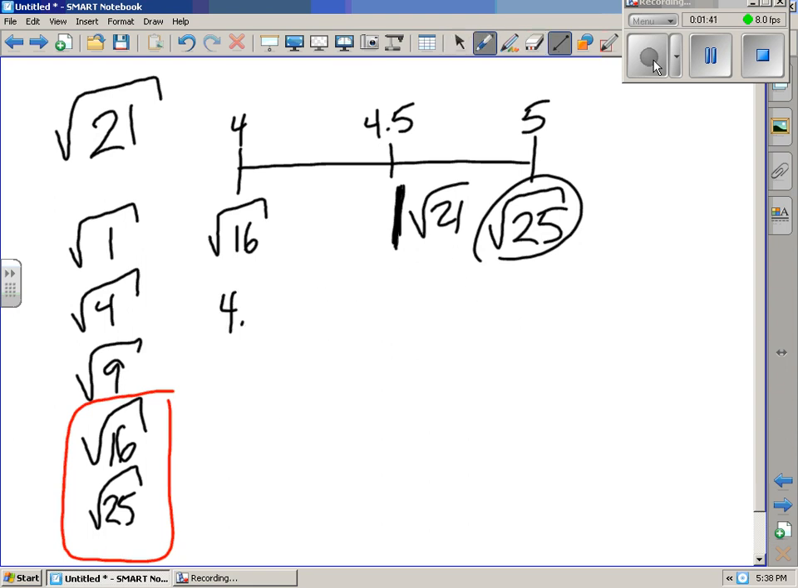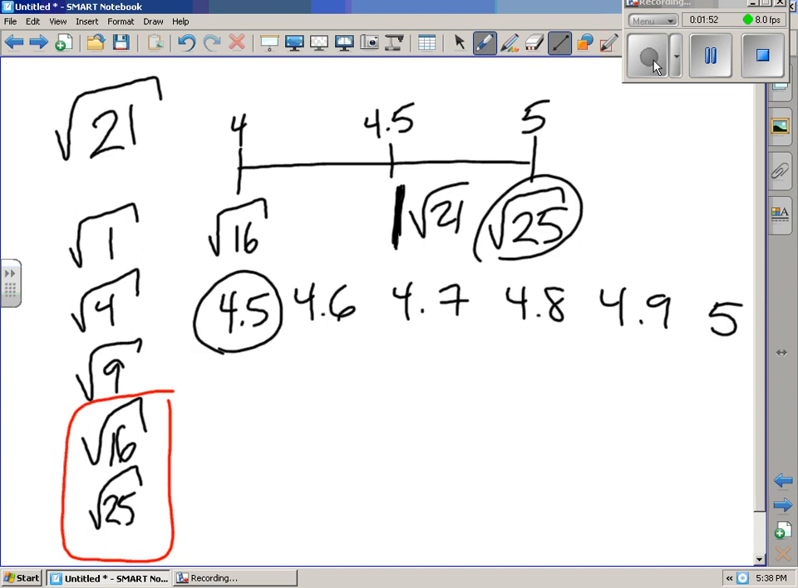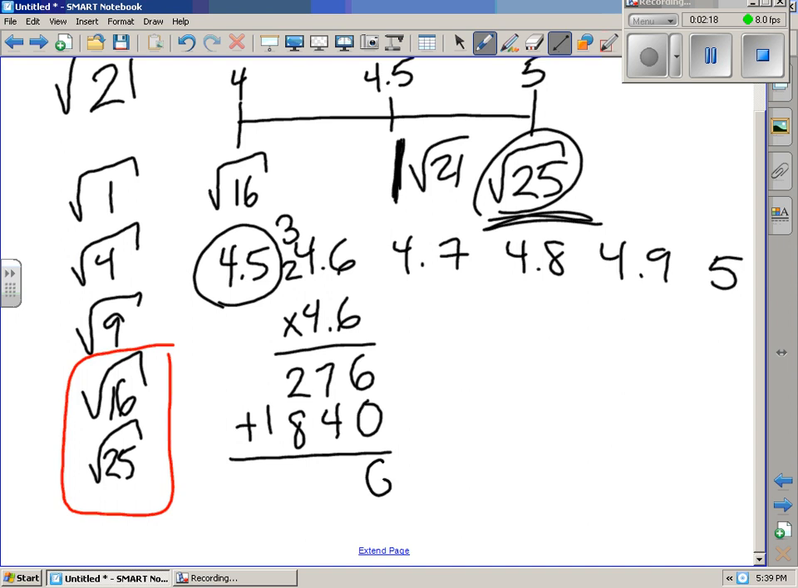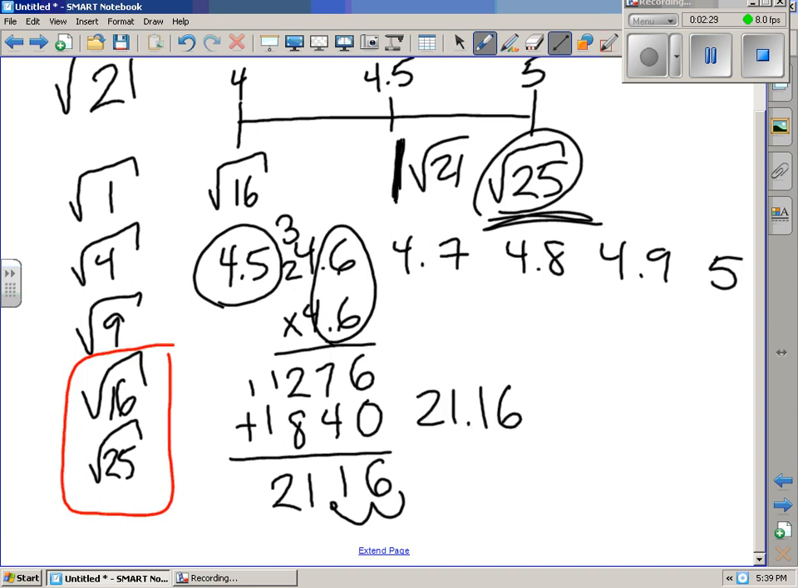So our choices would be 4.5, 4.6, 4.7, 4.8, 4.9, and 5. And we think that it's almost in the middle, so it's pretty close to 4.5. It's slightly closer to the square root of 25, so let's try 4.6. 4.6 multiplied by 4.6. Go ahead and multiply this on your paper at home. And then we have two decimal places. So I got 21.16, which is very close to 21, but it's too high.